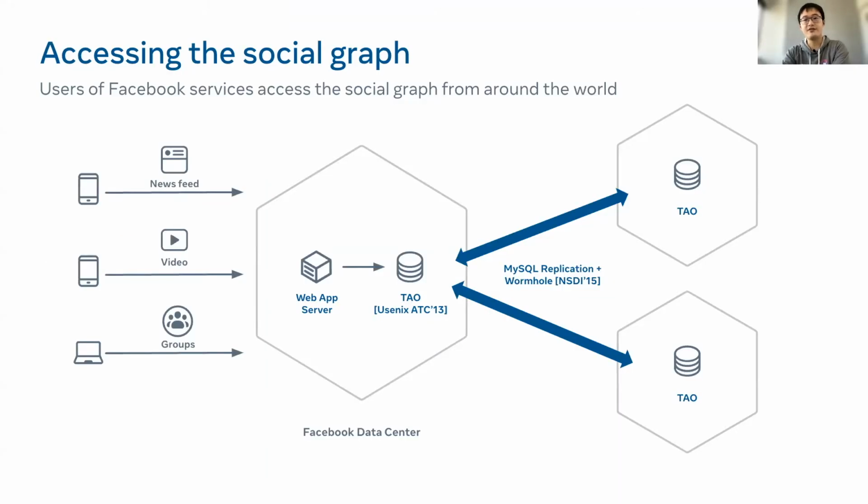Facebook offers different services to end users, such as newsfeed, video, and groups. Those services are powered by a large social graph with billions of nodes and edges. The social graph data is stored in tau, which distributes data to multiple geographical regions and provides low latency access to social graph data via caching.